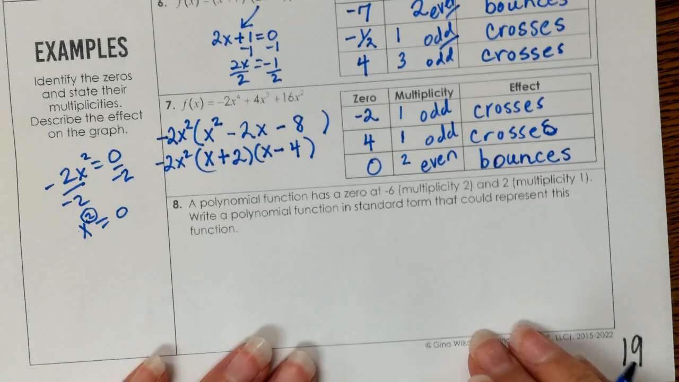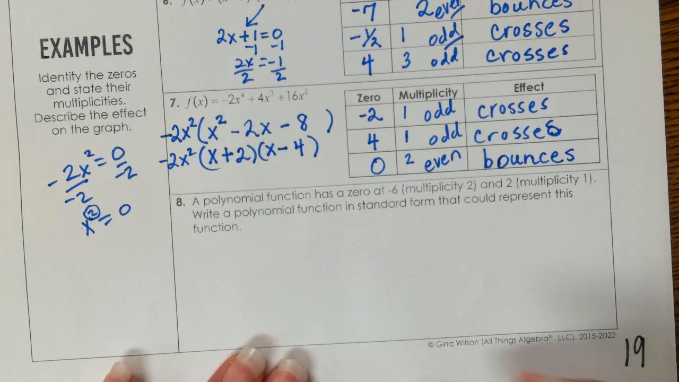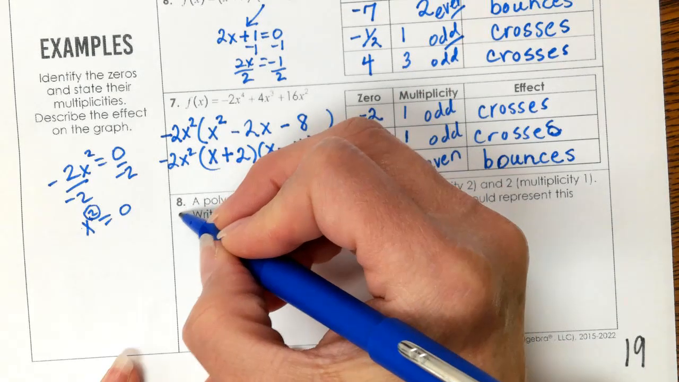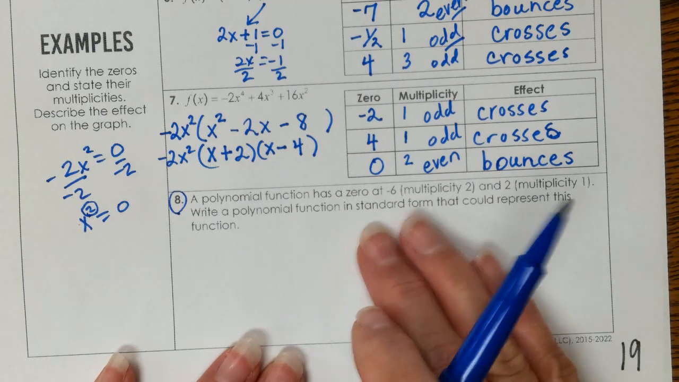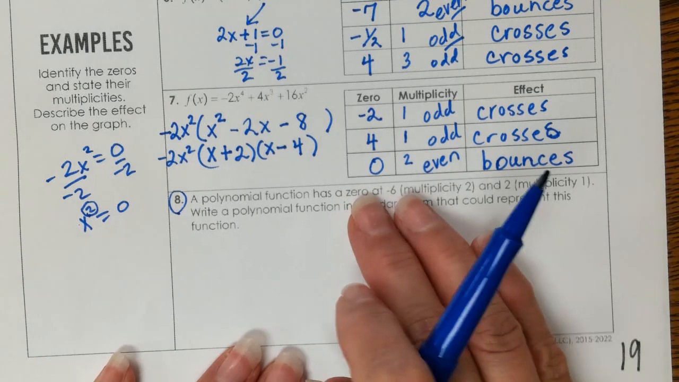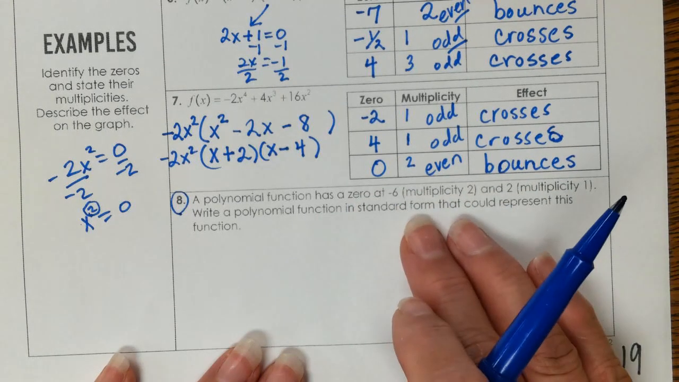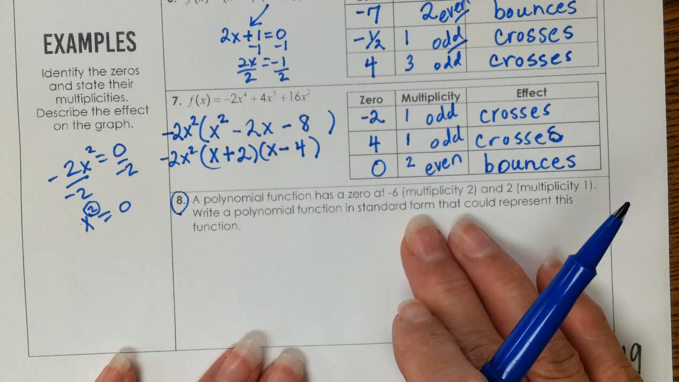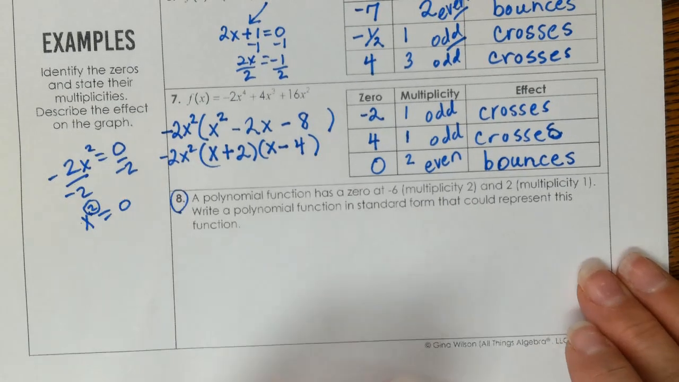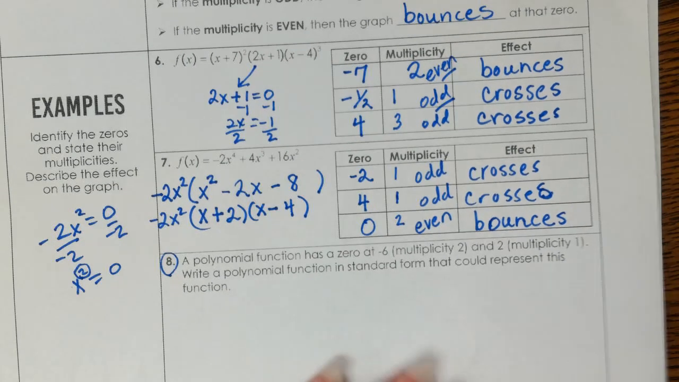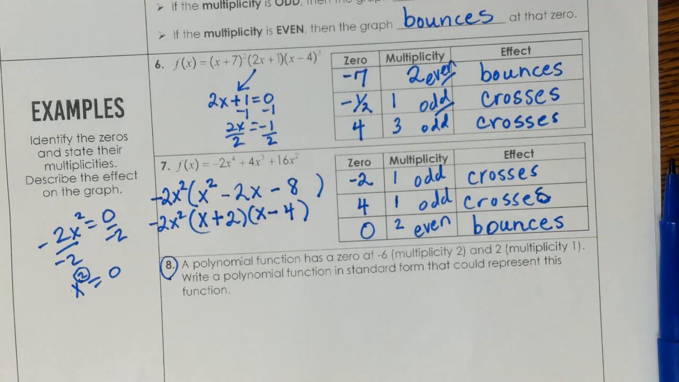Okay. Your assignment is to complete pages 17, 20, and 21. I am letting the number 8 on page 19 be optional. You can read it, you can try it. It gives you standard form, the zeros, and the multiplicity. All you're doing is multiplying. First, outer, inner, last. You are multiplying. Okay? You can try that number 8. And your pages, once again, are 17, 20, and 21.